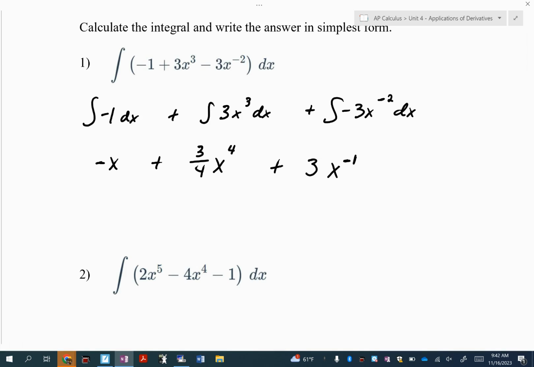Just take a moment. Take the derivative. What's -1 times 3? -3, and then what's -1 minus 1? -2. So you get the correct stuff.